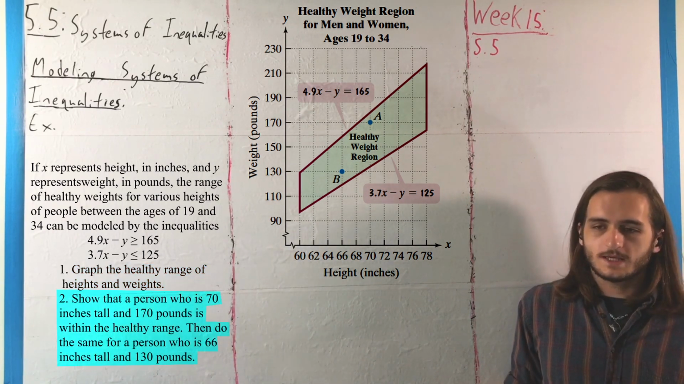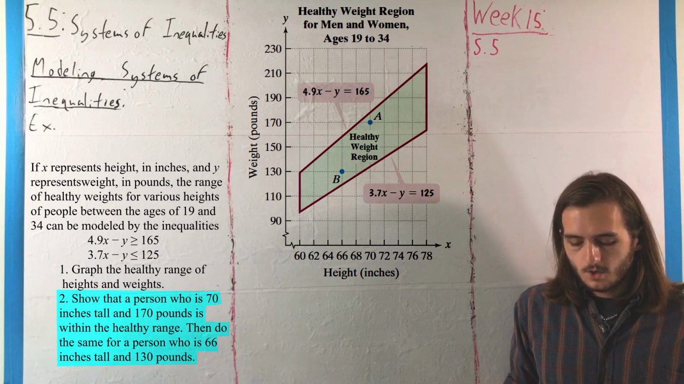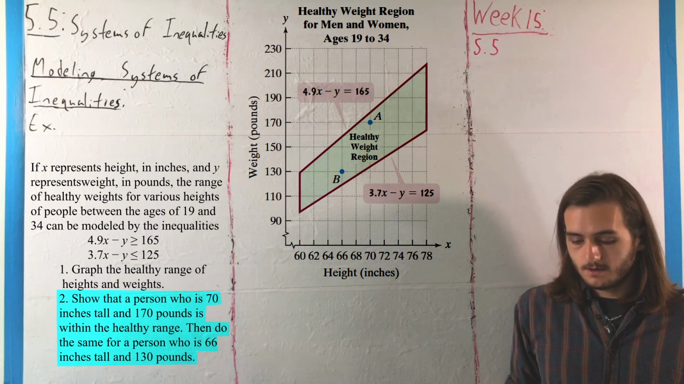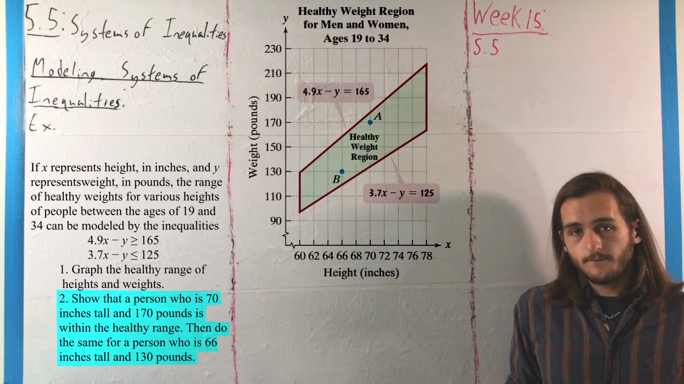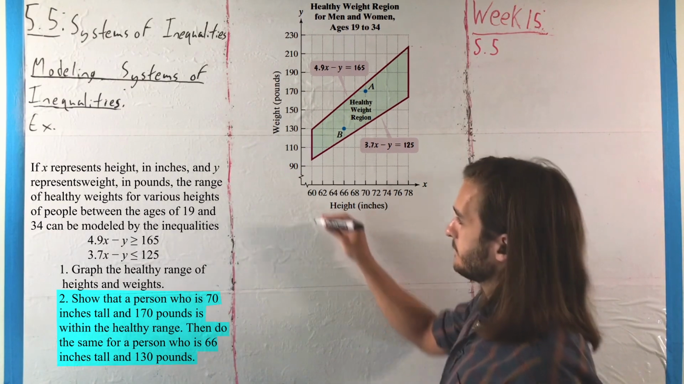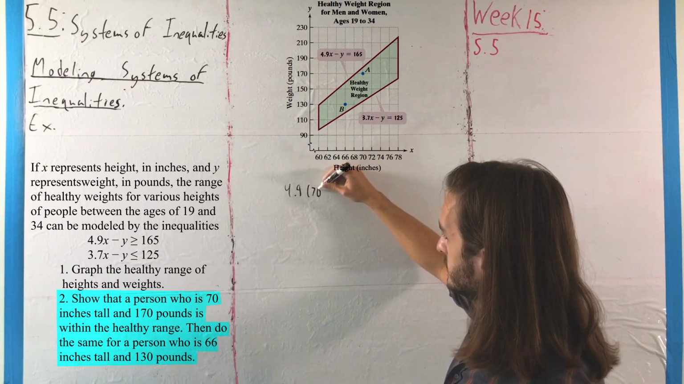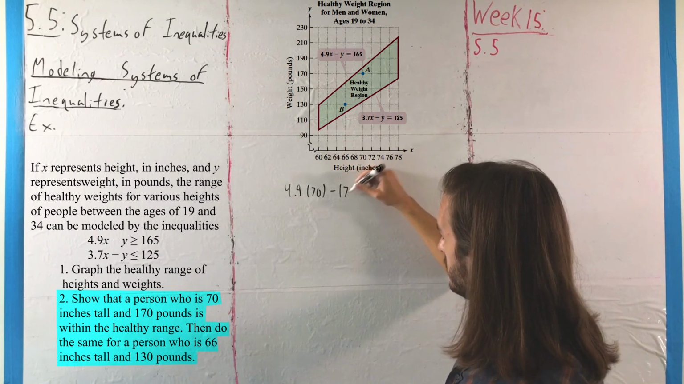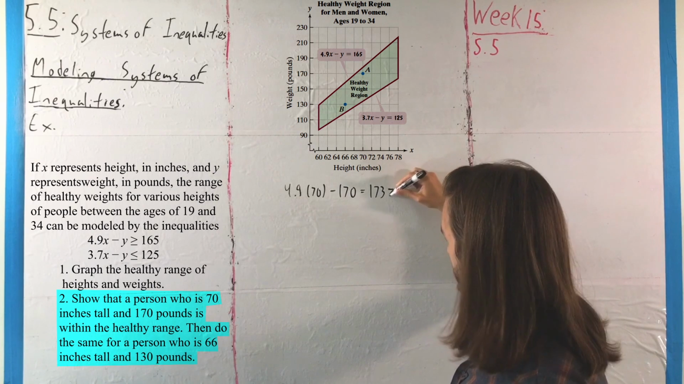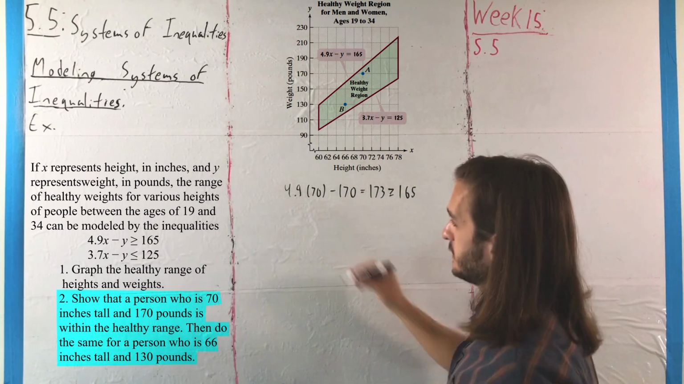And we can see those 2 points, A and B, are going to be in that region. But just to be sure, if we want to do that second part a little bit more carefully, we can plug in our values and check that both fit the given conditions. For the first point, 70, 170, we would have 4.9 times 70 minus 170 is equal to 173, which is definitely above 165, and therefore satisfies the first part.